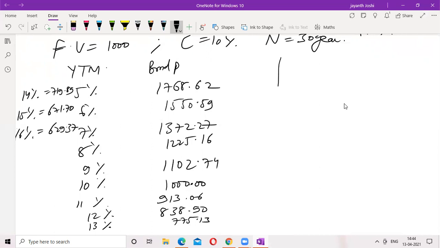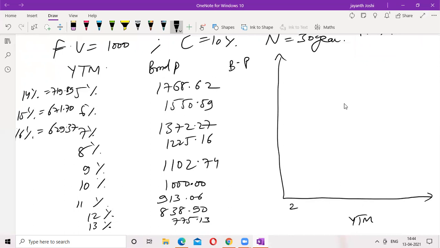Let's make a small curve regarding this. That means let me frame this on a graph. Okay, so I'll take YTM on the x-axis. I'll take bond price on the y-axis, and let me take this yield to maturity here. So I'll go ahead with 2%, 4%, 6%, 8%, 10%, 12%, 14%, 16%. Fine. And the prices, let's take 200, 400, 600, 800, 1000, 1200, 1400, 1600, 1800, 2000. So these are the prices.